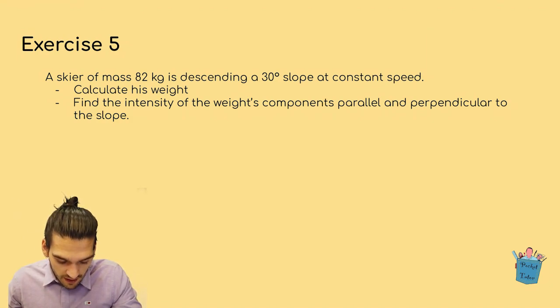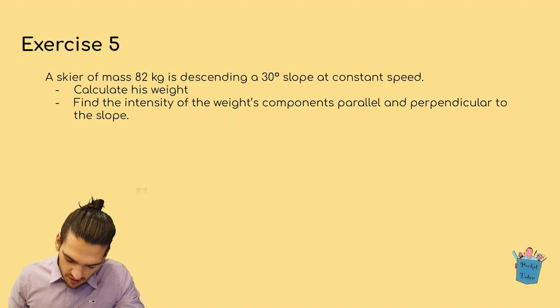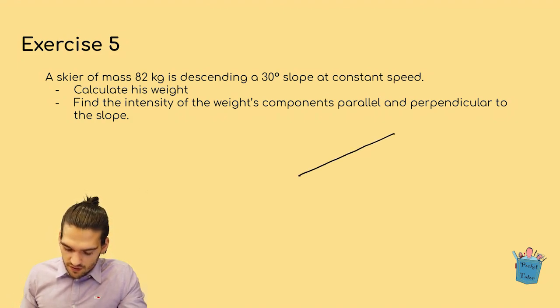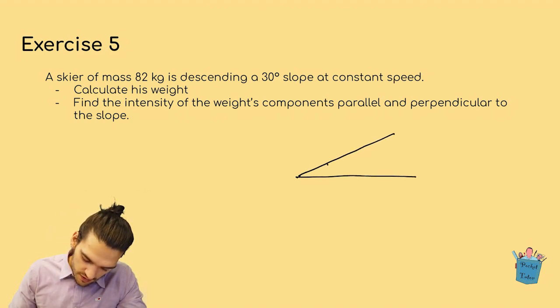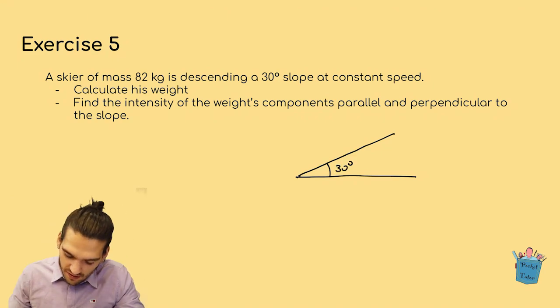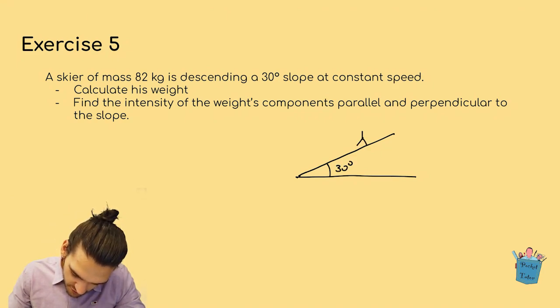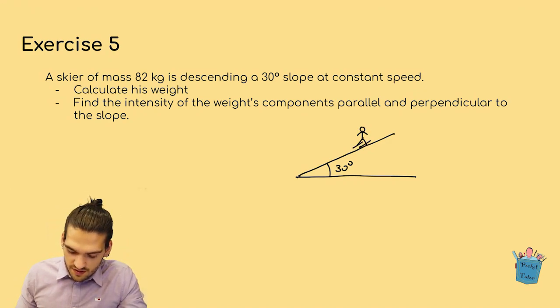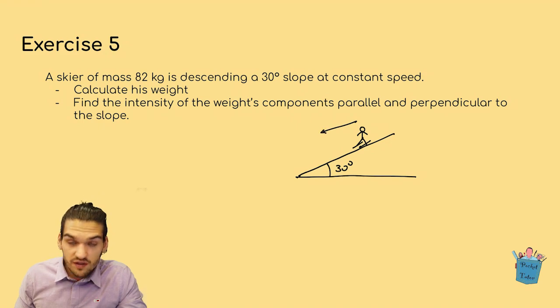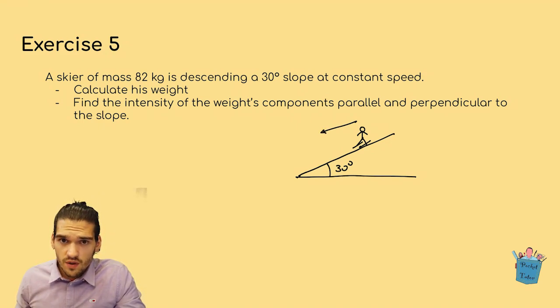Next one. This one says, a skier of mass 82 kilograms is descending a 30-degree slope at constant speed. Calculate its weight, and then find the intensity of the weight's components parallel and perpendicular to the slope. Let's start with the first one. So we have a skier that is descending a 30-degree slope. This one is 30 degrees. Let's draw our nice skier. Very nice. And this one is descending the slope at constant speed.